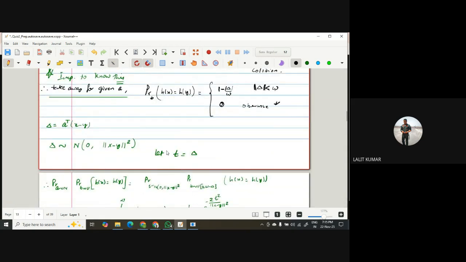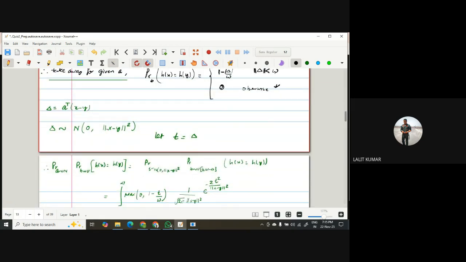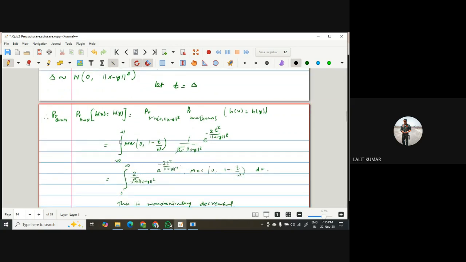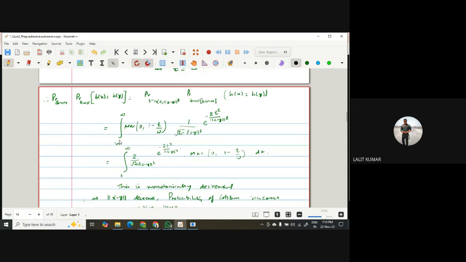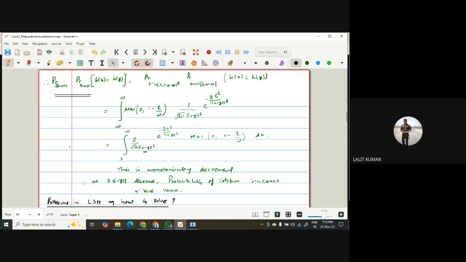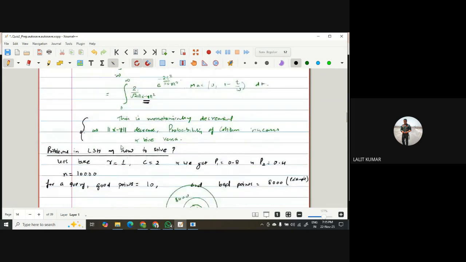Now, this delta was nothing but U minus V, and if you do the calculations and expansions, you find that this probability is monotonically decreasing. It means when X minus Y is increasing, the probability decreases, and when X minus Y decreases, the probability of collision increases. So that's how this hash function ensures the collision probability varies along with the distance.